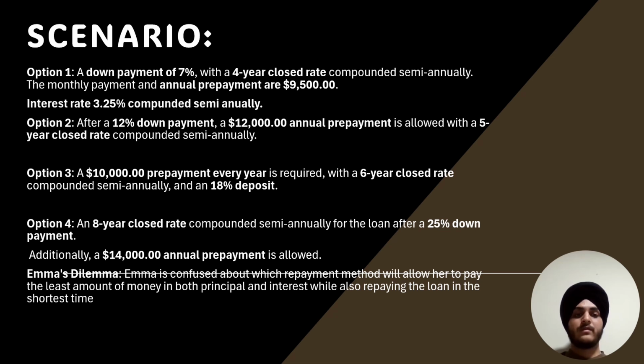Option 2 is, after a 12% down payment, a $12,000 annual prepayment is allowed with a 5-year closed rate compounded semi-annually. Option 3 is a $10,000 prepayment every year is required with a 6-year closed rate compounded semi-annually and an 18% deposit. Option 4 is an 8-year closed rate compounded semi-annually for the loan after a 25% down payment. Additionally, a $14,000 annual prepayment is allowed.